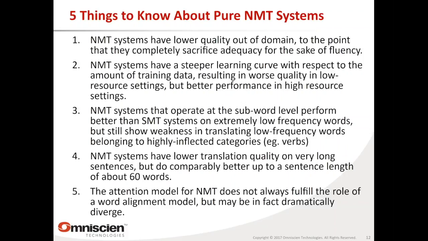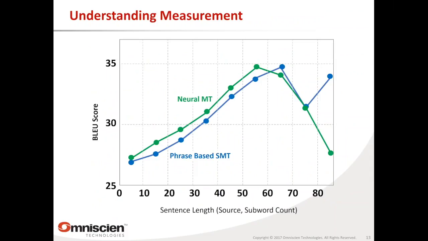NMT systems will have lower quality on very long sentences, 60 words or more in length. So again, that's a challenge. Many of these challenges have been addressed in our technology platform, Language Studio, and I'll be talking about those soon. And finally, the attention model for NMT doesn't always fulfill the role of word alignment, and that's why you get some misalignments of words that make things a challenge. But at the end of the day, these could dramatically diverge from reality, and so we've also found a solution for that.